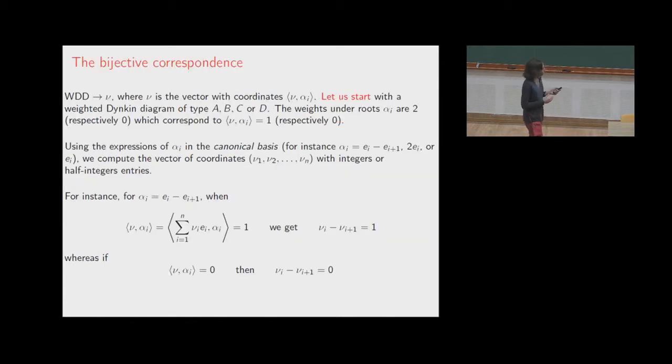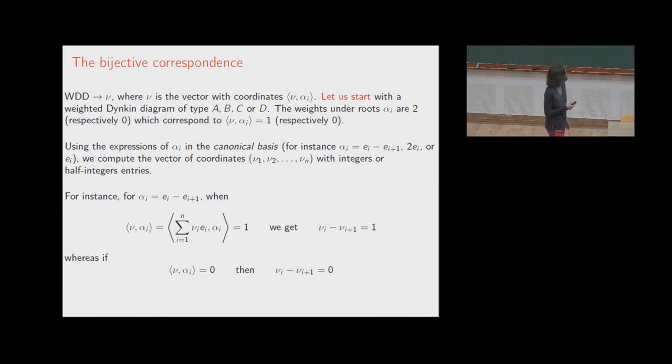So how to make this bijective correspondence work? Say you start with a weighted Dynkin diagram, and I want to describe the coordinates of the residual point nu. Those are given by the scalar product of nu with the roots of the Dynkin diagram. I have said that those are either 0 or 1. So the weight is 2 or 0, and if it is 2, this scalar product is 1, 0 otherwise.